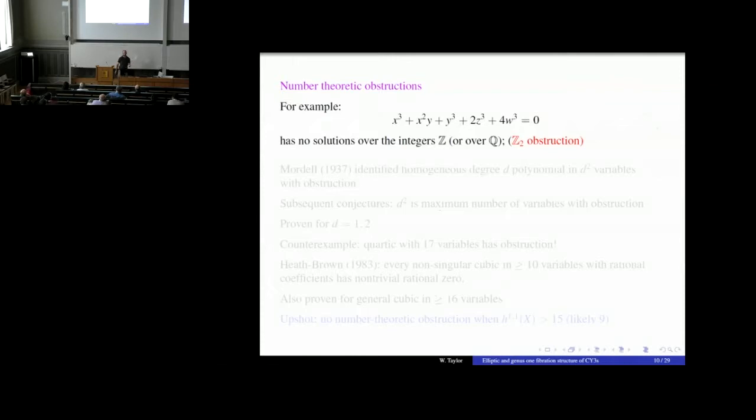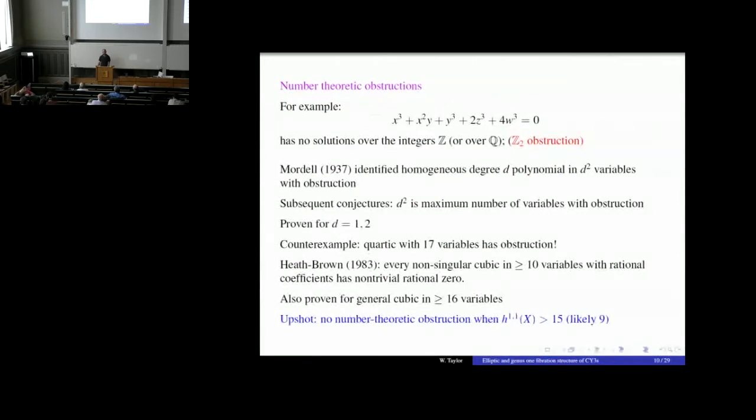But if x and y are even, then z can't be odd, because then this would be congruent to 2 mod 4, so z must be even. But if everything else is even, then w can't be odd, because then it would be congruent to 4 mod 8. And if everything's even, then we can just divide everything by 2 and look for another solution. So that's a proof that we can't have a solution of that equation over the integers.